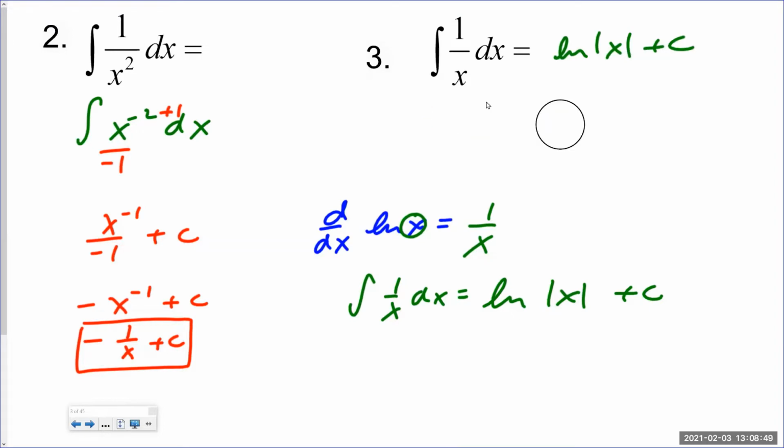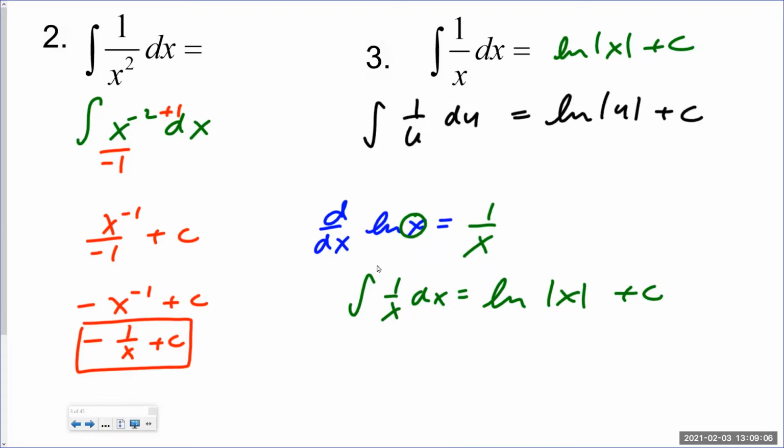Your new formula is on the second page of your formula sheet, the back of the first paper, kind of on the right middle. You have 1 over u du. If you have 1 over u du, that is ln of |u| plus c.